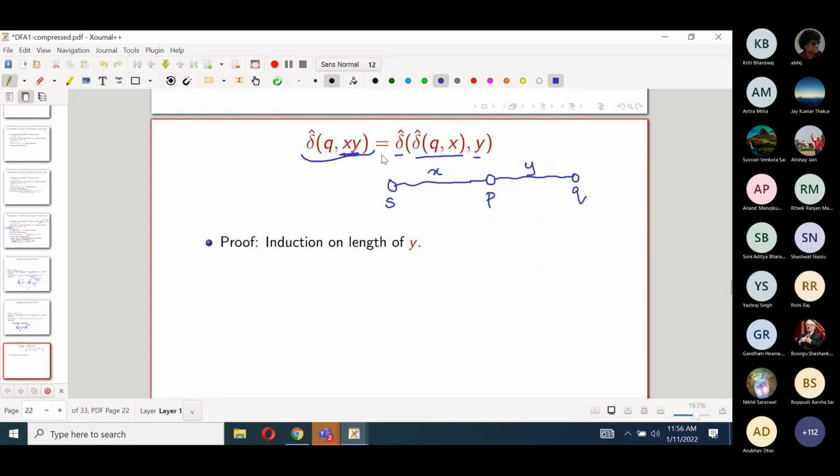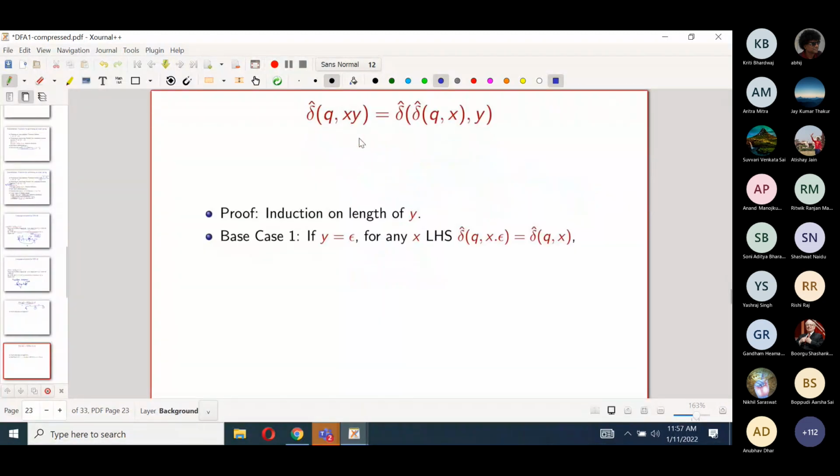Delta hat q xy, okay, I'll use some other name. So delta hat q xy, if it is r, I'll call this q as well. Then it should be same as delta hat q x, because these are functions. Because delta hat is a function, delta hat q x should then read as p, and then delta hat p y should read as r. So intuitively this is what we expect, and the function also should behave in the same way. And what we need to show this, and one way of doing it, is by inducting on the length of y.